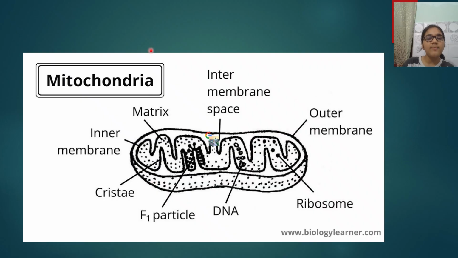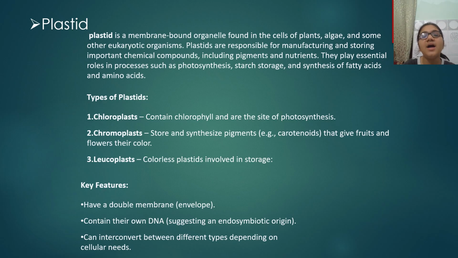So you can see, another important thing about the mitochondria is its shape. We can say that it is in the shape of fibrillar or discoidal, saucer shape. Okay, so this is the matrix fluid layer, inner membrane cristae, then DNA present, ribosomes, outer membrane, and the intermembrane space. Then we have plastid.